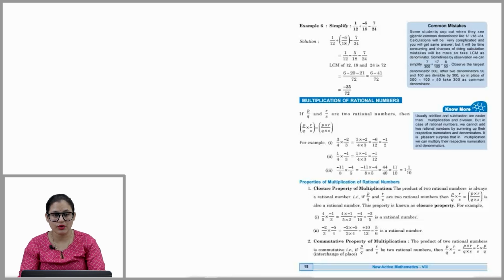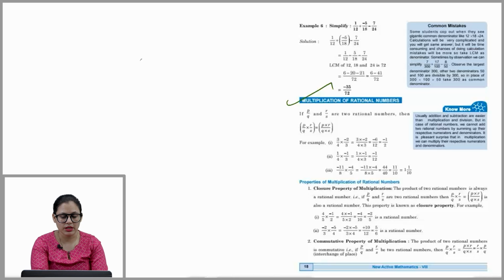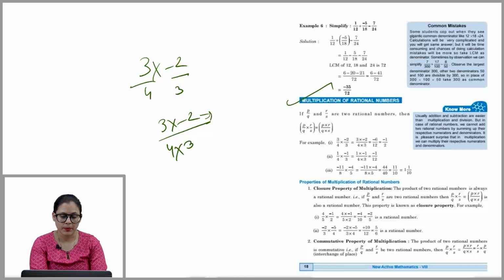Next, multiplication of rational numbers. If p/q and r/s are two rational numbers, then p/q times r/s is equal to (p times r) upon (q times s). For example, 3/4 times minus 2/3. So we will multiply numerator by numerator, denominator by denominator. So you'll get minus 6/12 or minus 1/2.